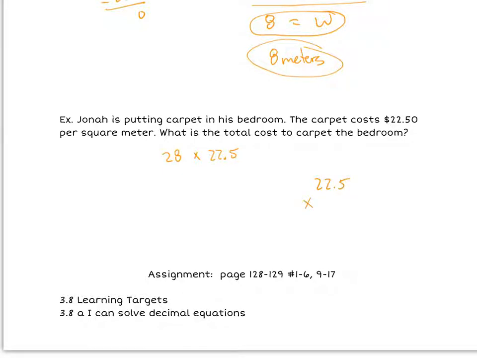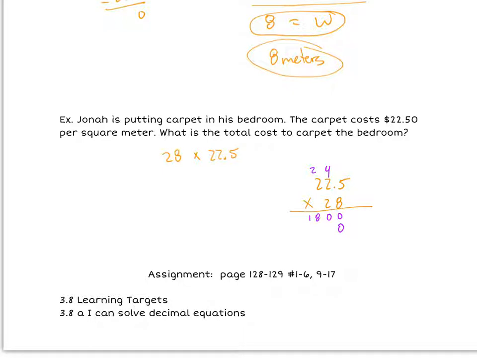22.5 times 28. Notice how I lined up the right side of both numbers. I didn't worry about where the decimals were. 8 times 5, 40. 8 times 2, 16, plus 4, 20. 8 times 2, 16 plus 2, 18.